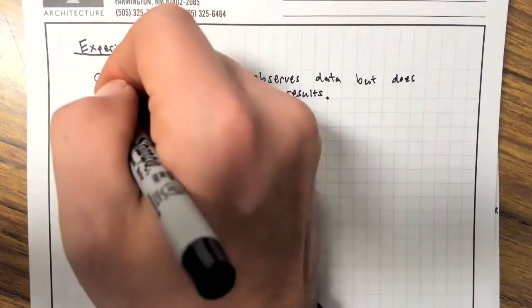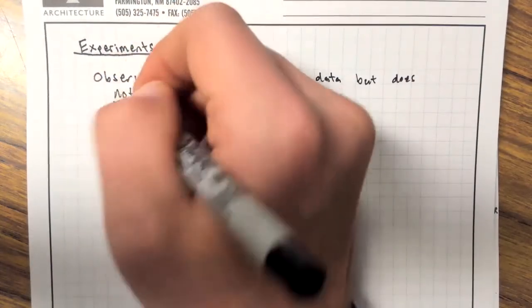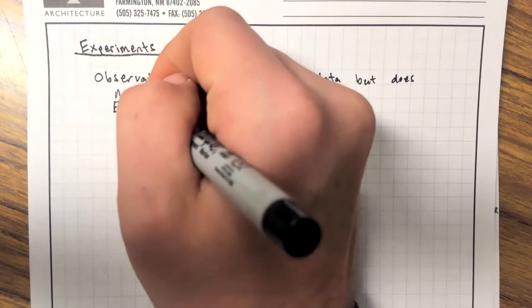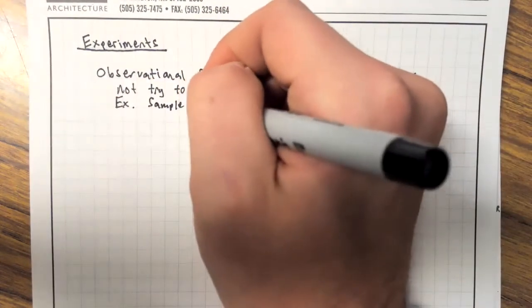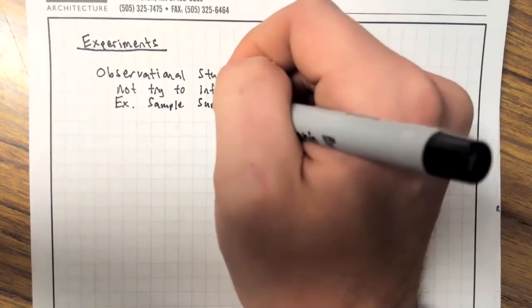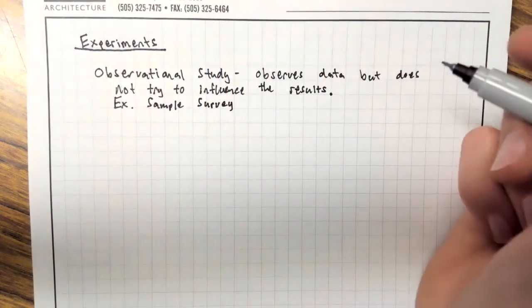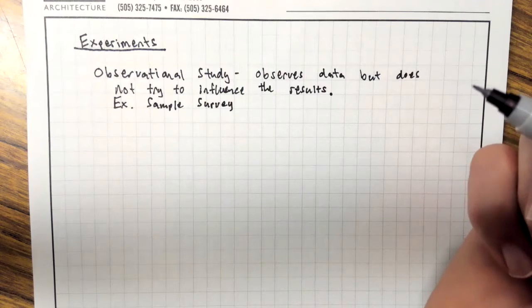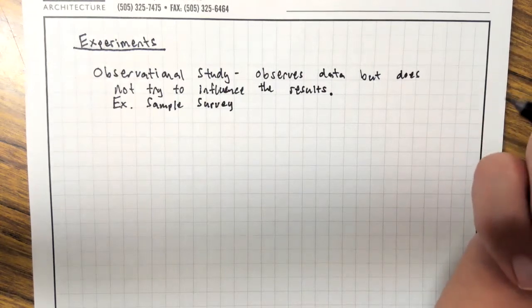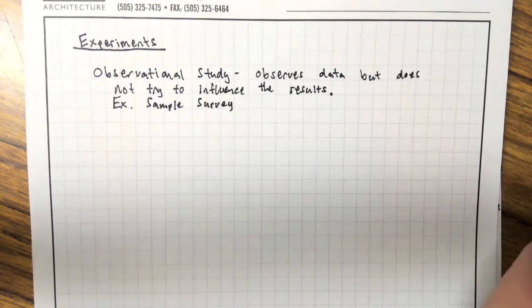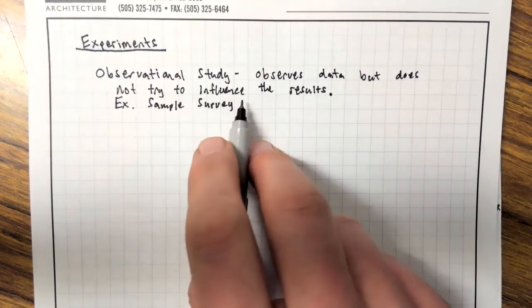So some examples here, things that we've already talked about, is like a sample survey where you send out a questionnaire and the respondents merely answer those questions. Ideally, you want to have it with the least amount of bias as possible. And that's really it. The researchers will observe that data, analyze that data, and then eventually try to make conclusions. Again, they're not trying to influence the results though.